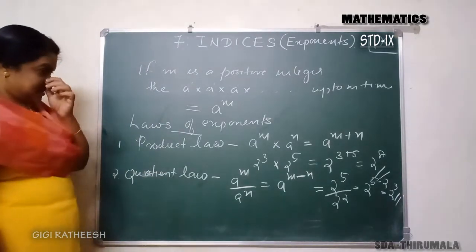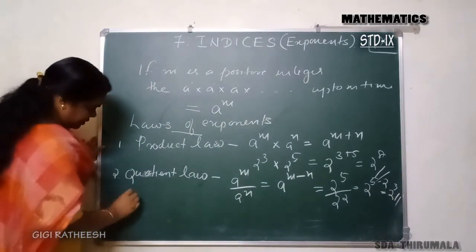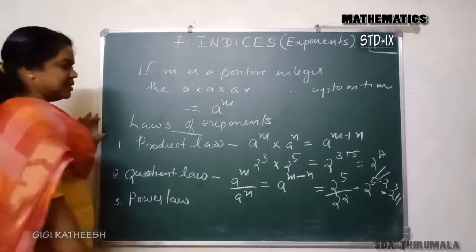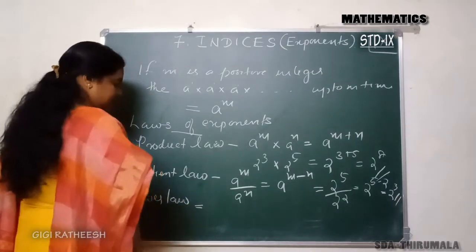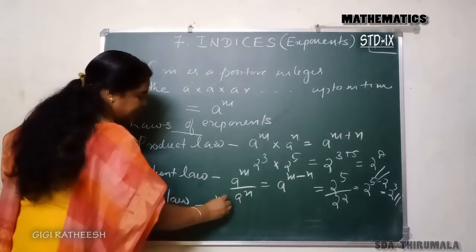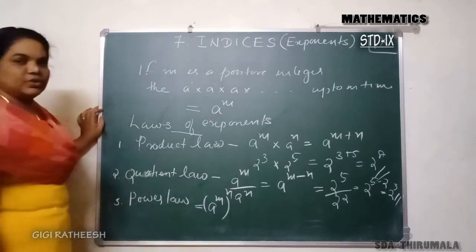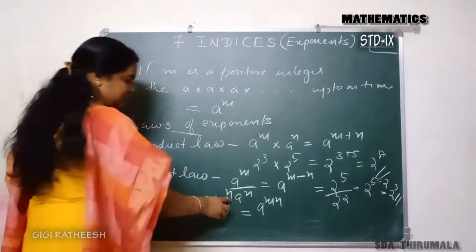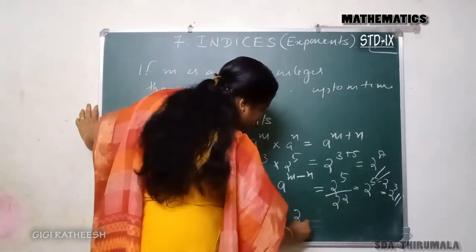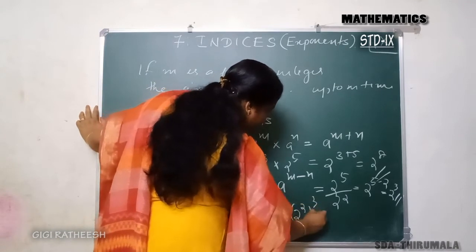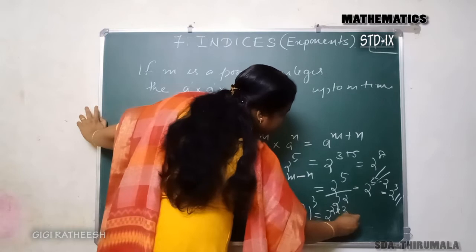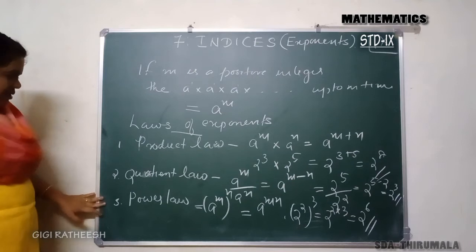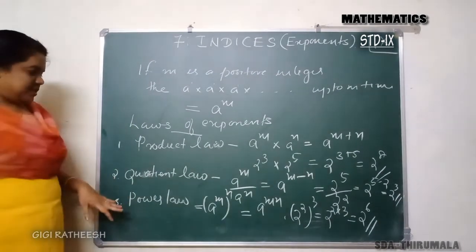And the last law is the power law. Third one is the power law. a raised to m the whole raised to n is equal to a raised to m n. For example, 2 raised to 2 the whole raised to 3 is equal to 2 raised to 2 into 3, that is 2 raised to 6. These are the 3 laws of exponents.